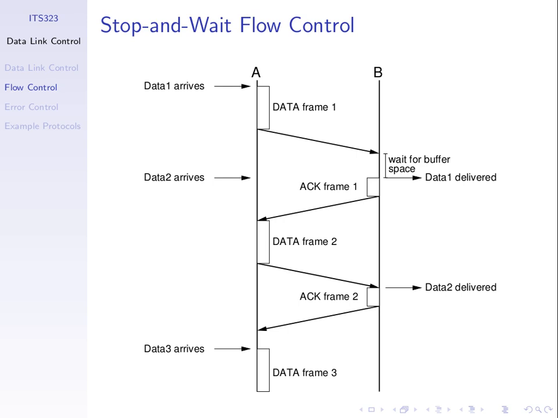arrives from the higher layer. I have 1,000 bytes to send. I put it inside a frame. Computer A transmits that frame to B. The time it takes to transmit is shown by this rectangle. So it takes some time. We start transmitting, we finish transmitting. And the signal takes time to propagate across the link.